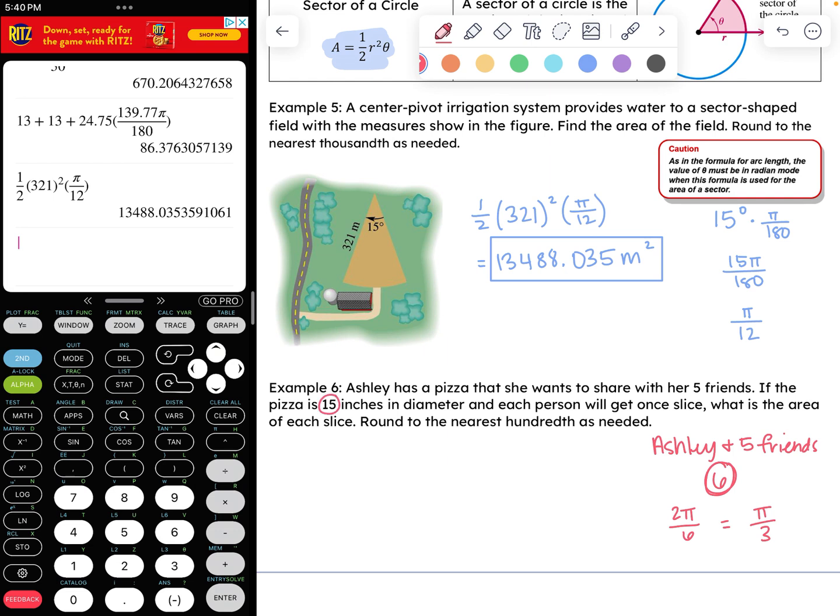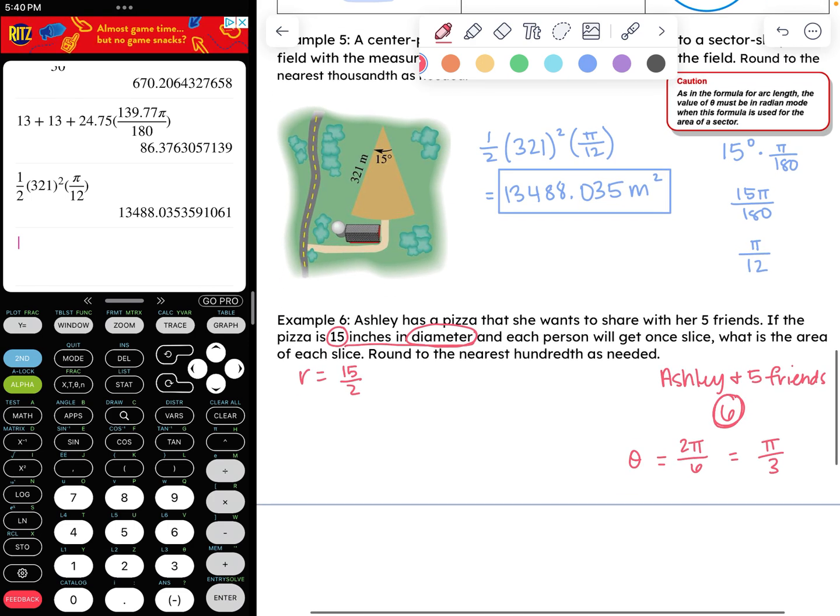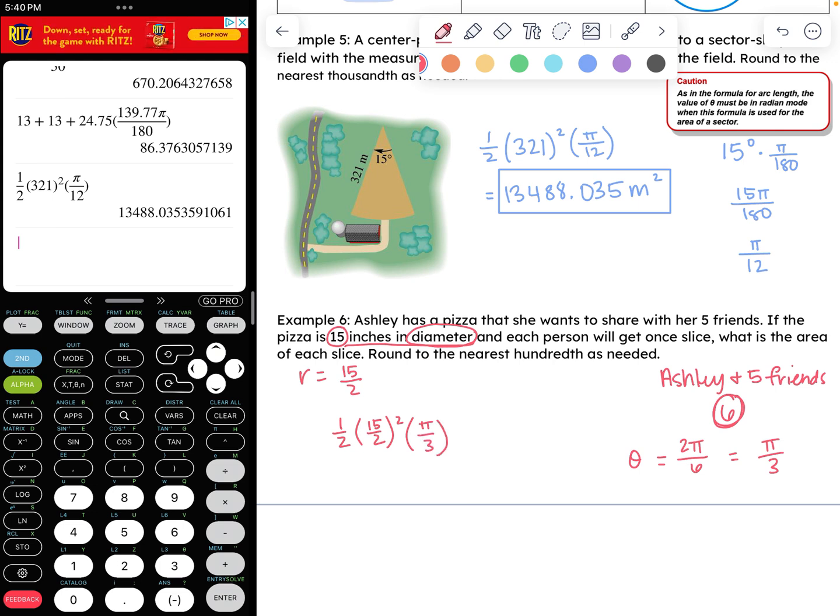15 also is the diameter here. So my radius would be 15 over 2. I've got my theta, I've got my radius, and now I just gotta plug it in. So I'm going to have 1/2 times that 15 halves squared times the pi over 3. So 1/2, a lot of fractions this time.